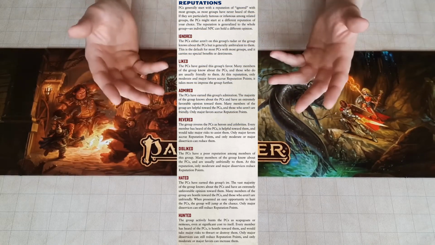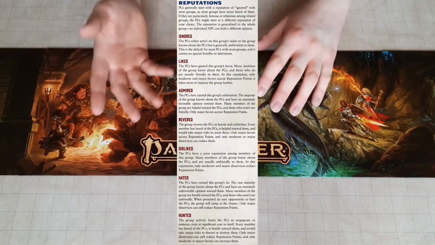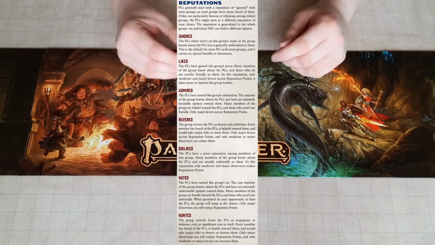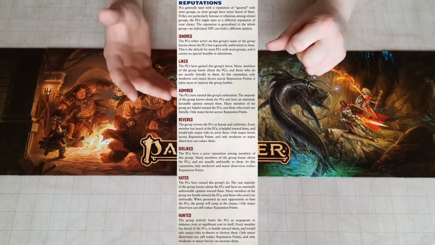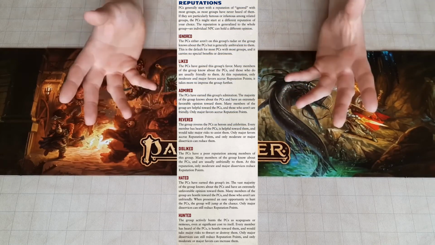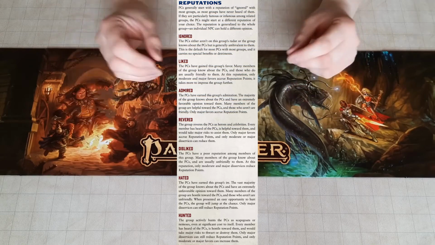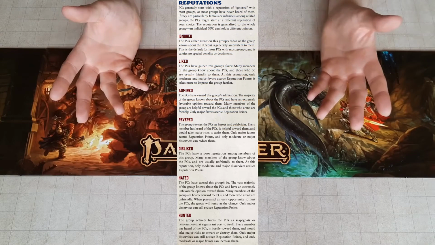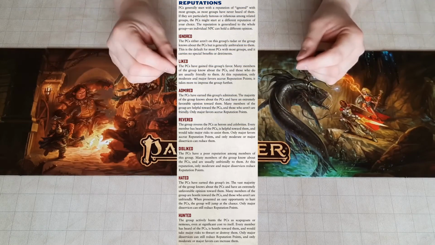The group reveres the PCs as heroes and celebrities. Every member has heard of the PCs, is helpful towards them, and would take major risks to assist them. At this point, you are basically a hero in these people's eyes, and they will help you out. They like you. Quite a lot, actually.